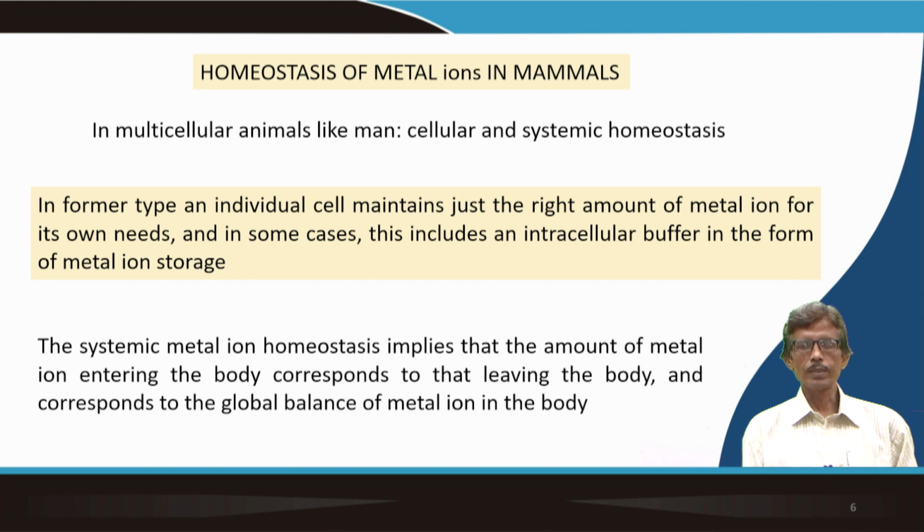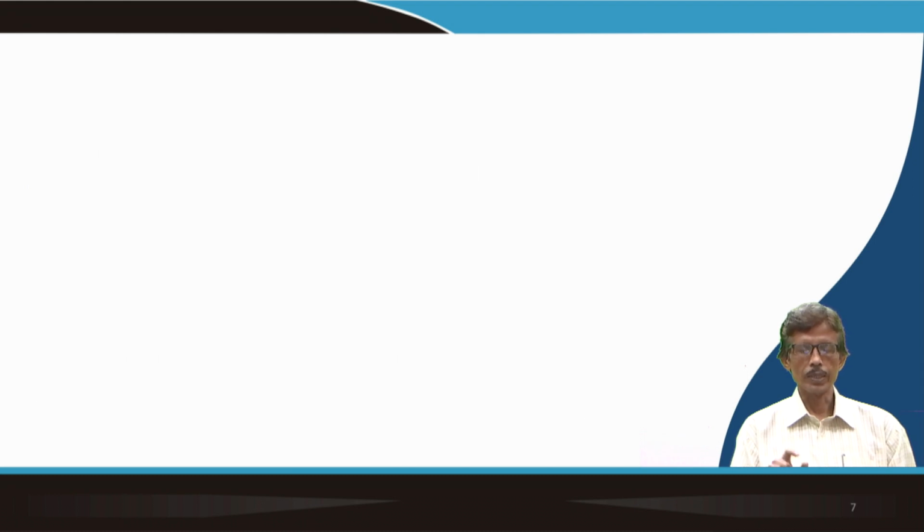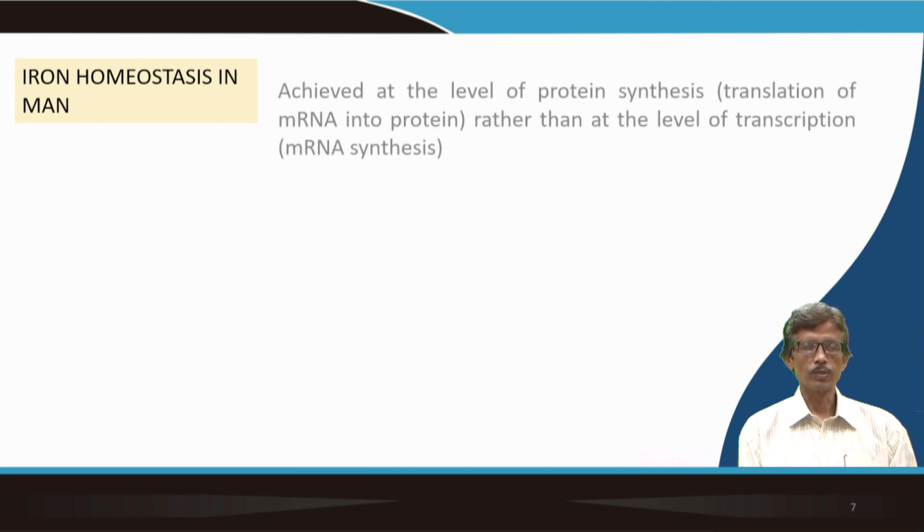So, it also tells us that the amount of metal ion entering the body corresponds to that leaving the body. So, the amount of iron we are consuming from our food material, because your body is responsible for absorption, and we will see also how it is getting absorbed in your intestine or in your gut, in that way you can have the total balance in our body. That means you can have the right amount of iron for all these cases. So, what about iron?